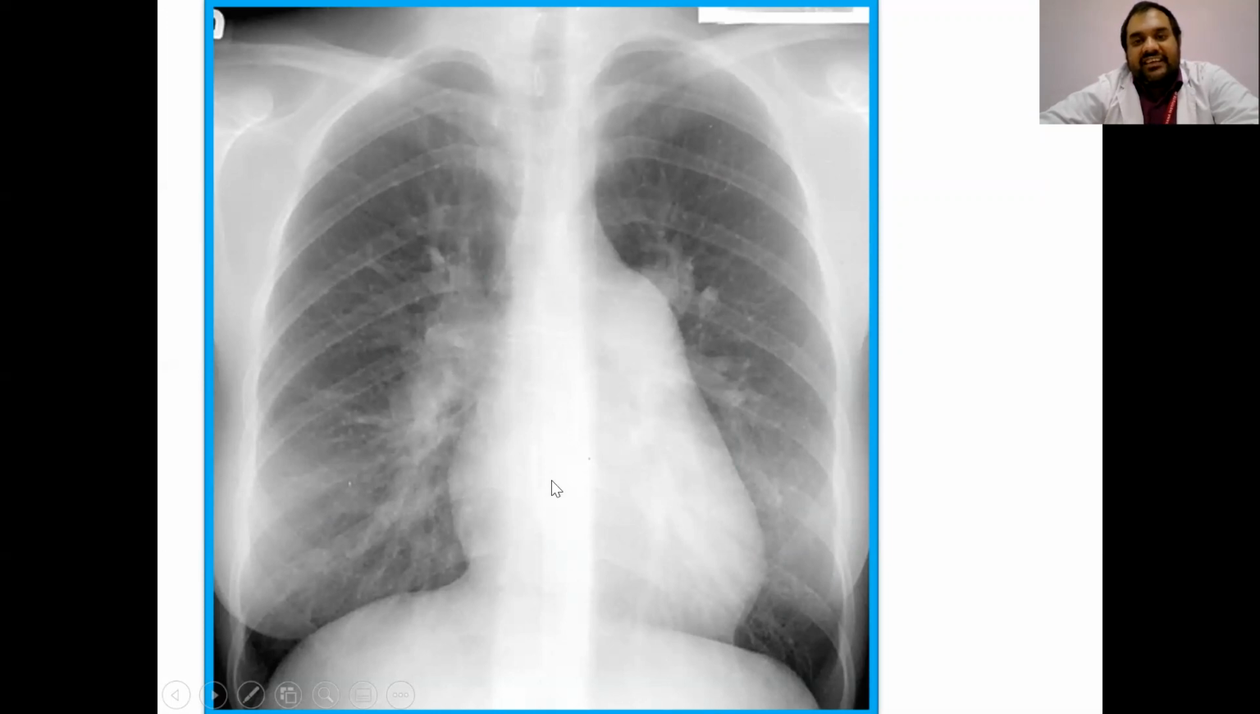And this is a classical case of atrial septal defect, ostium secundum type. In other words, we can say that there is the jug-handle sign. And this is the ostium secundum type atrial septal defect.